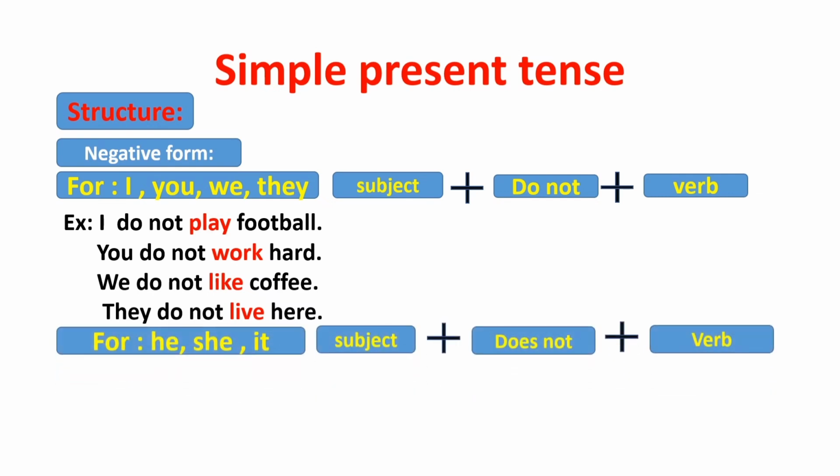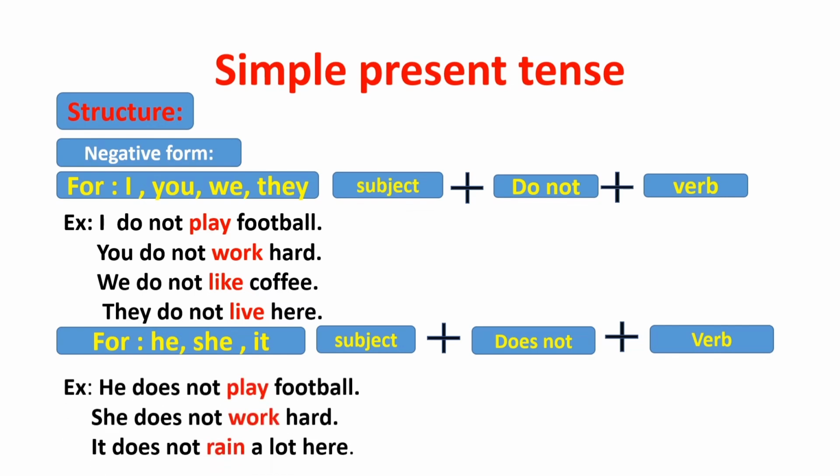For the singular, we have subject plus does not plus verb. It means for he, she, it, or for someone like Ali, Muhammad, or John, we can also use the same structure, because they are singular, one person. He does not play football. See here, subject plus does not plus verb, the base form of the verb, of course.